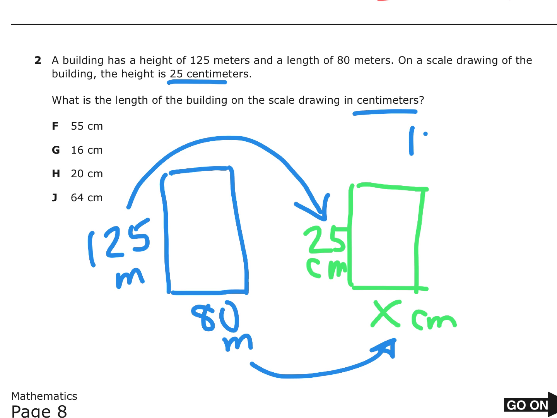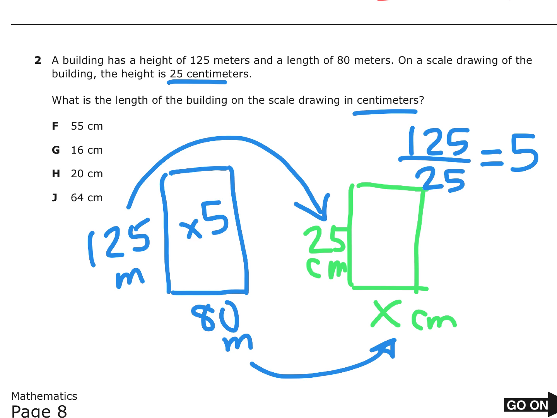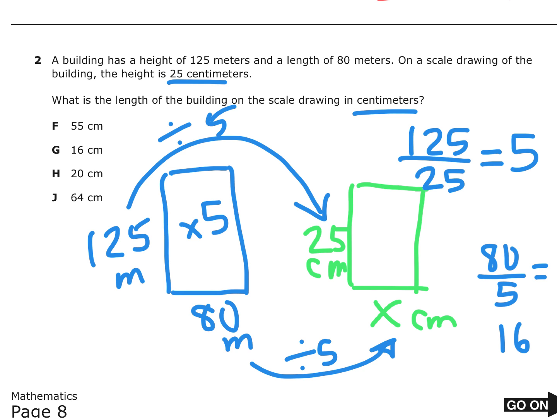So 125, if you divide that by 25, that's exactly 5 times. It's a factor of 5. So that means that everything in the blue here is a factor of 5 times. So if I take 125 and divide it by 5, that gives me 25. So that means that I have to take this 80 and divide by 5 to get x. So what is 80 divided by 5? That's 16. So this x here has to be 16.